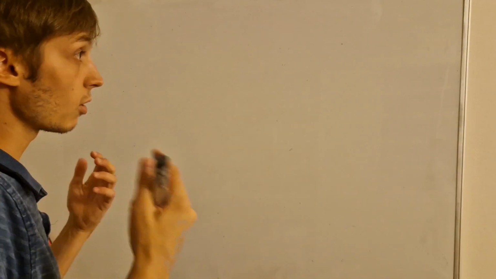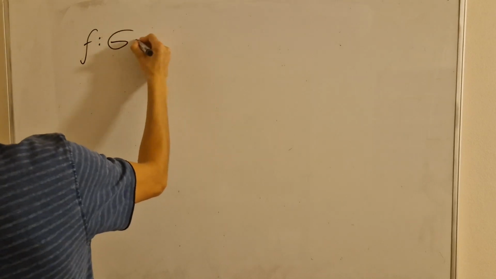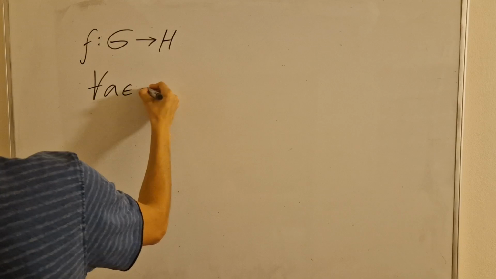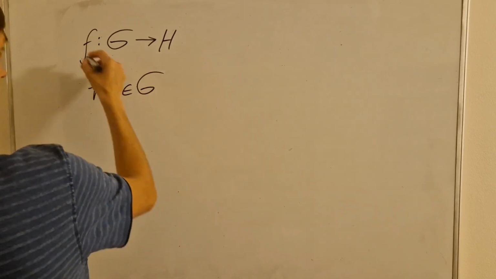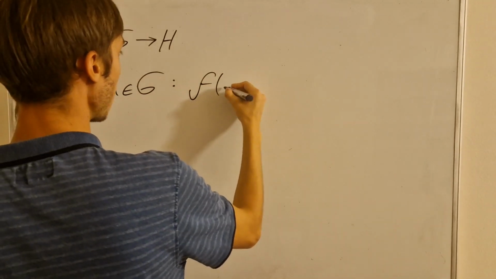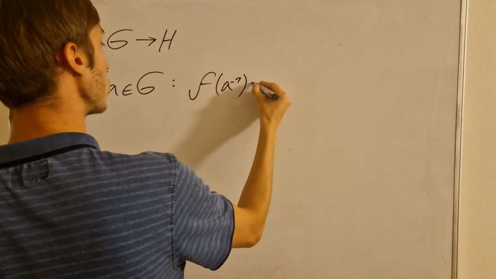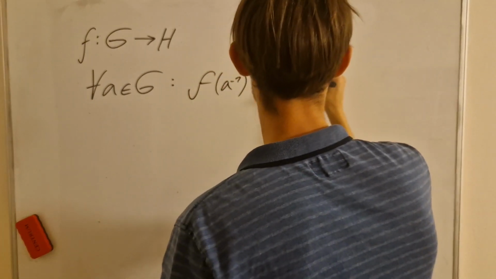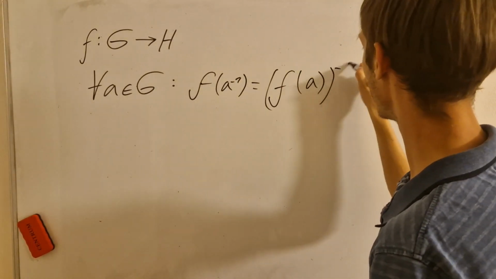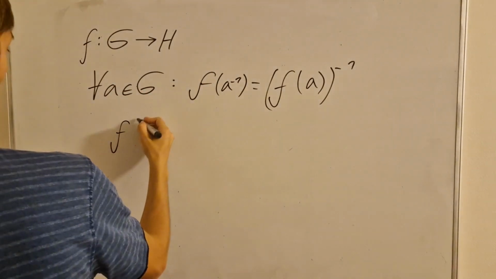Greetings. In this one, let's talk about when we have a group homomorphism from some group G to some group H. For any element of the group G, the homomorphism is this function f. We have this property that if we apply the homomorphism to the inverse of an element of the group, it should be equal to when we apply the homomorphism to the element without it being inverted, and all of that inversed.